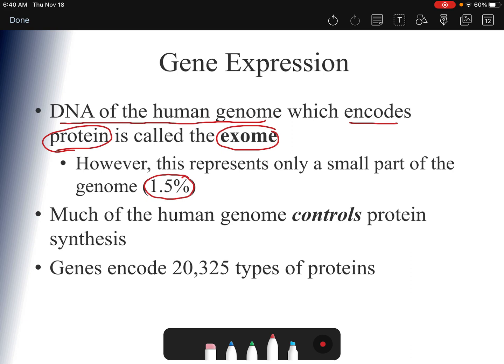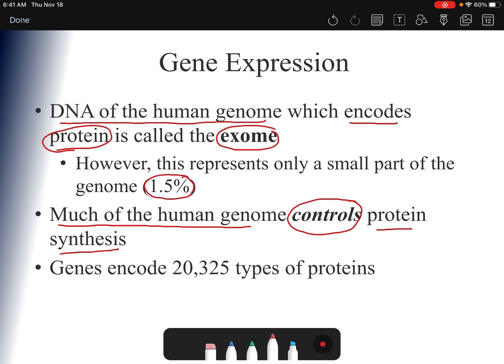Well, quite a bit of it, much of the human genome, controls protein synthesis. So it doesn't actually code for proteins, but it plays some role in controlling the process of actually making the protein. And then we do have some DNA that maybe doesn't code for anything. That can provide us with some protection against mutations, because obviously if mutations happen, odds are that it's going to happen in a non-coding region that doesn't code for protein.